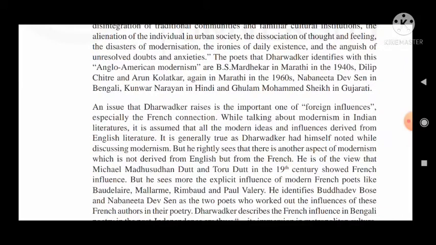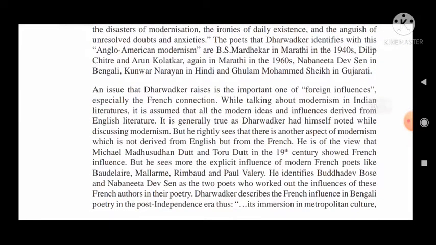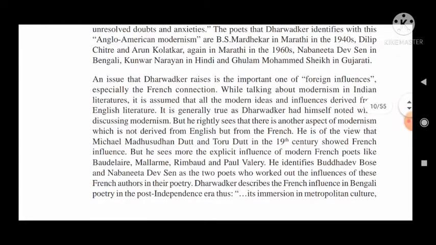The poets that Dharwadekar identifies with this Anglo-American modernism are B.S. Mardhekar in Marathi in the 1940s, Dilip Chitre and Arun Kolatkar, again in Marathi, in the 1960s, Navanita Devsen in Bengali, Kunwar Narayan in Hindi and Ghulam Mohammad Sheikh in Gujarati.